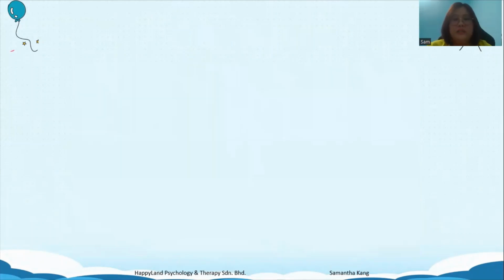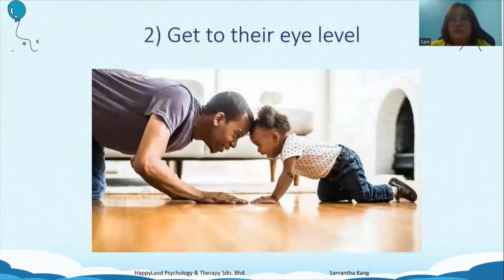And secondly, you need to get to their eye level. This is very important because when you are getting to their eye level, there are higher chances that they will make eye contact with you. And also eye contact is very important because it helps to improve communication and understanding, and it also helps to build the social connection and rapport, and it also allow the listener to feel more engaged and feel more invited to interact with you.